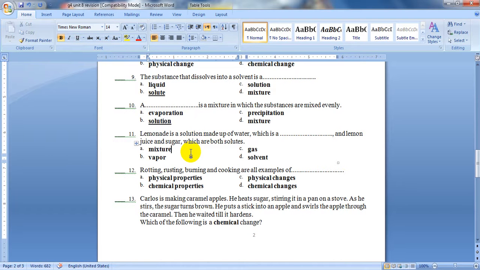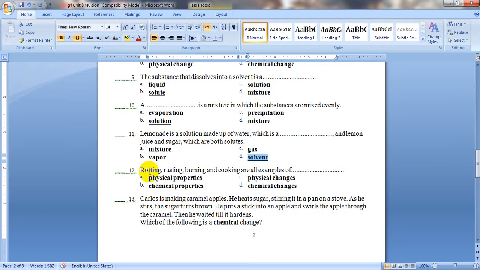The next one, 11. Lemonade is a solution made up of water, which is a, what is water? And lemon juice and sugar, which are both solutes. Lemon juice and sugar, both of them are solutes. What about water? The large part of the solution is called a solvent.